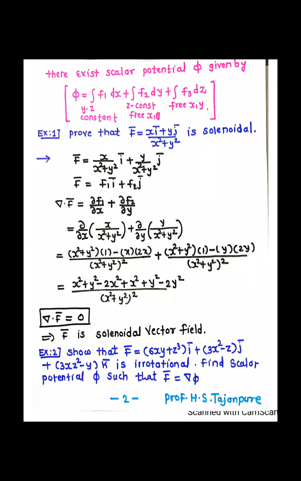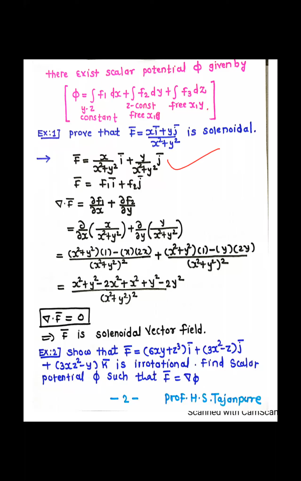So now let us start the examples. First example: prove that f bar equals x i bar plus y j bar upon x square plus y square is solenoidal. So this is your f bar. Just separate out the denominator. What I have done here is separate the denominator: x upon x square plus y square, and here y upon x square plus y square. I have written this f bar.